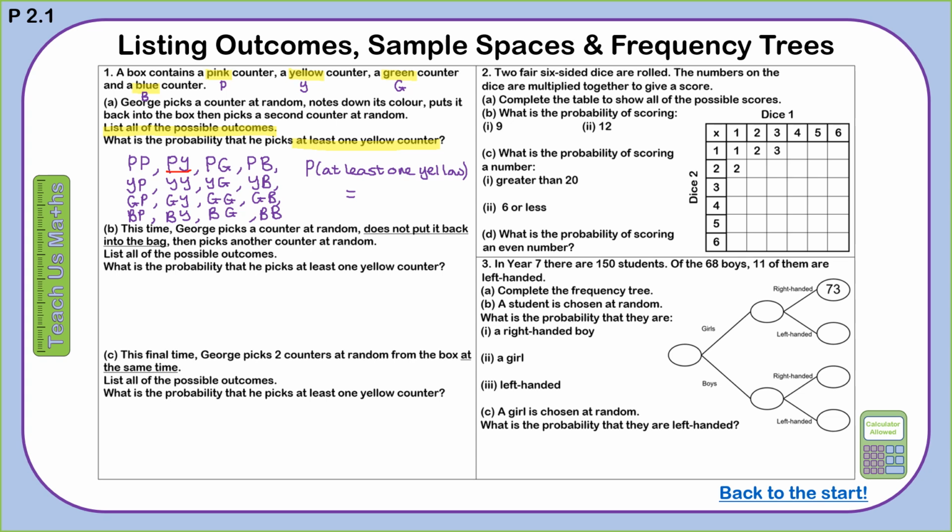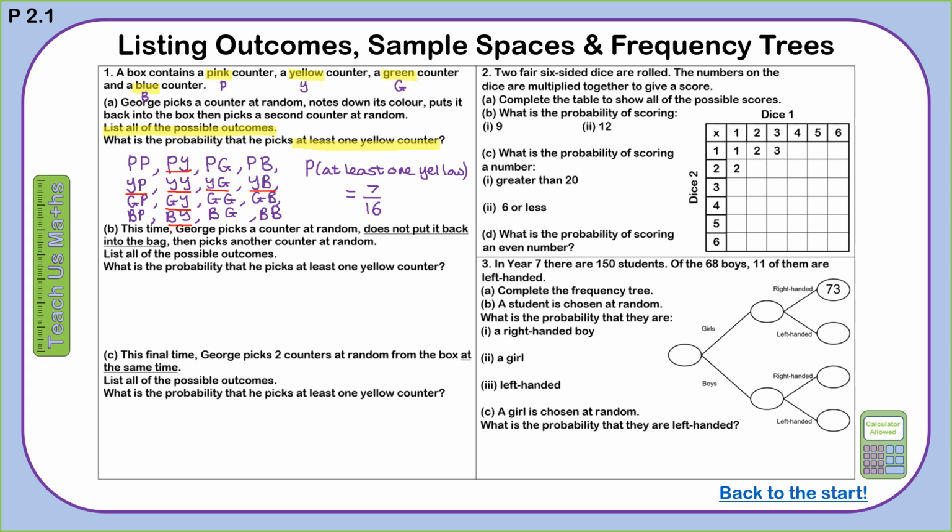Along the second row, we've got yellow and pink, yellow and yellow, that's included because at least one yellow means one yellow or more. Yellow and green, yellow and blue. Along the next row, green and yellow, and along the final row, blue and yellow. So there are 7 outcomes where at least one yellow was chosen. So the probability of picking at least one yellow is 7 out of 16.